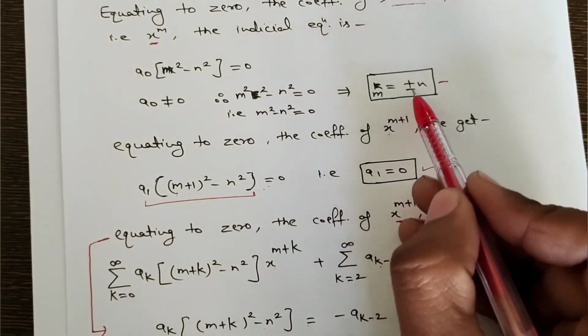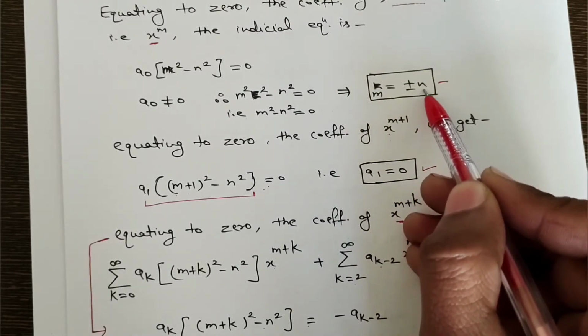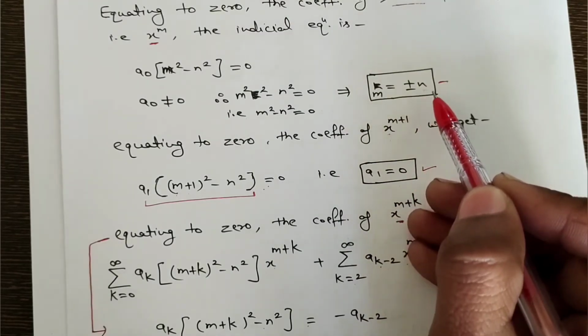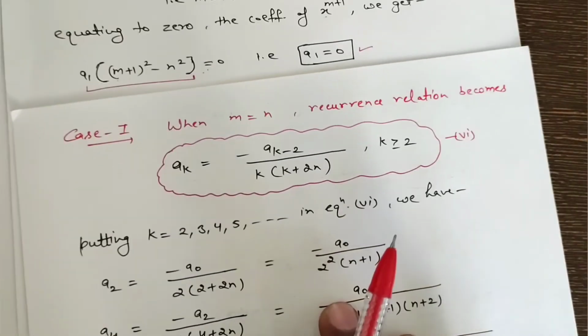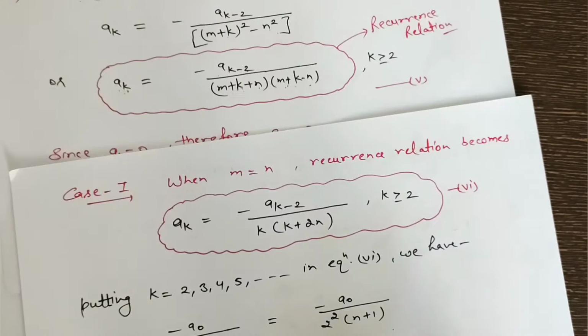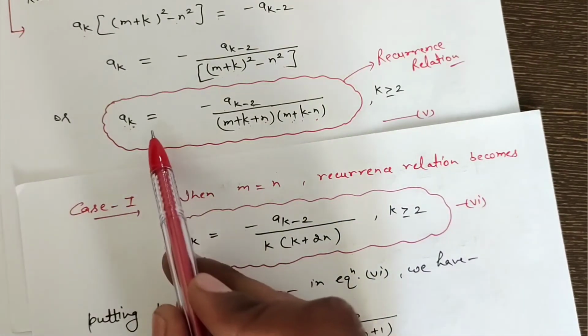So in the next step, since there are two different values of m, one value is plus n and the other value is minus n, and the condition on n is that n can be either an integer or a half integer. So first of all we will discuss our first case, that stands for when m equals to n. So look at this recurrence relation. The recurrence relation obtained is this.